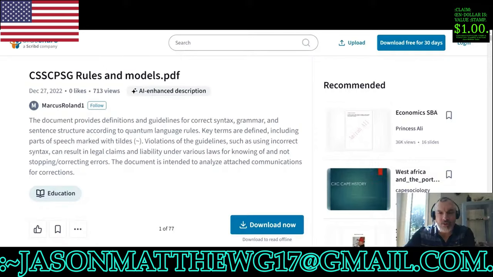Correct sentence structure, one and one is one. One word, one meaning. Language does not mean the same thing as grammar. And if you get closure on this grammar, you will know that difference. Key terms are defined, including parts of speech marked with tildes. Violations of the guidelines, such as using incorrect syntax, can result in legal claims and liability under various laws for knowing of and not stopping correcting errors. The document is intended to analyze attached communications for corrections.